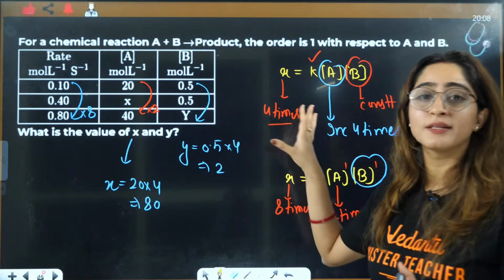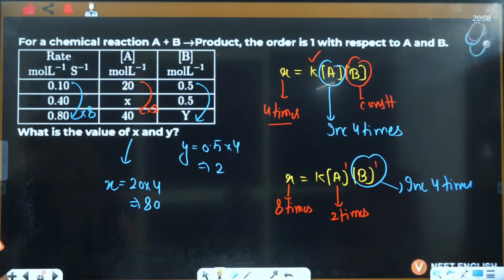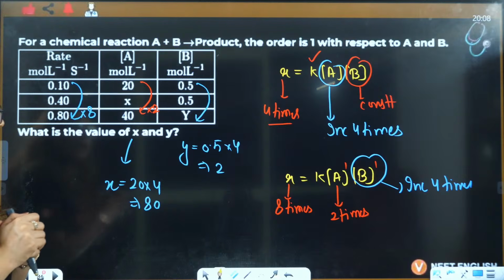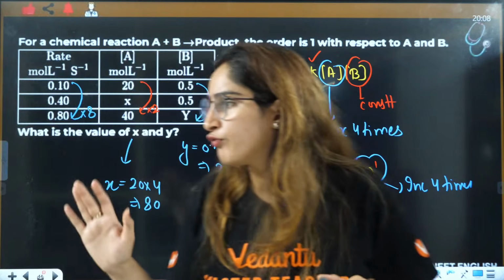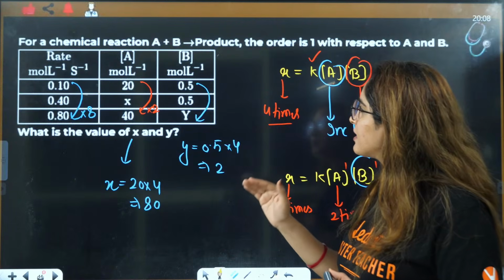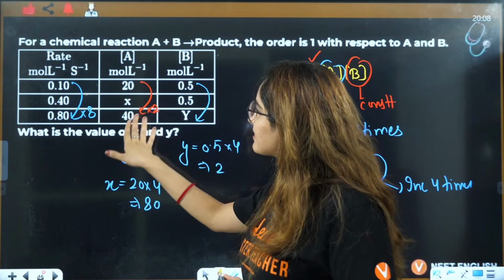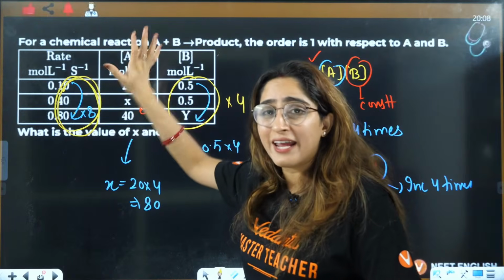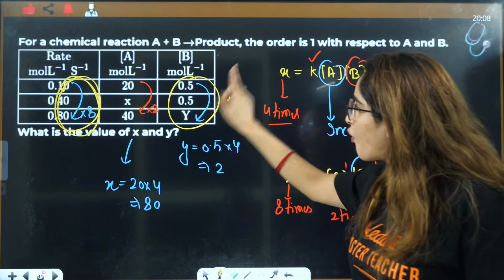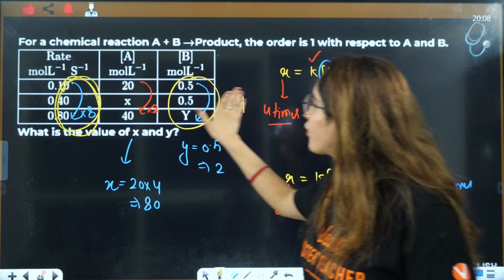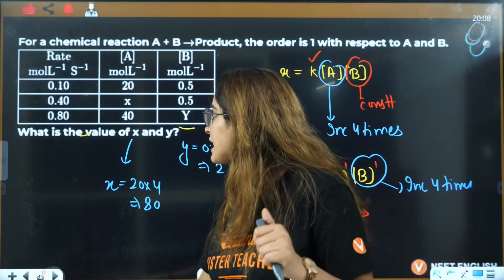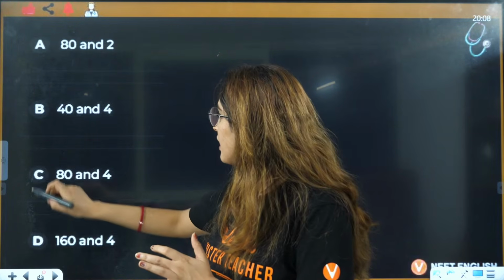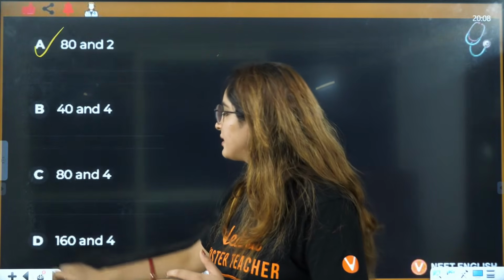Right, everybody? Any problem in this particular concept? If you have any problem in this particular concept, then you can let me know in the chat box. Right? No. Y will be 2. Okay? 0.5 into 4 times. This is increasing 8 times. This is increasing 2 times. For this to increase 4 times, this has to increase 4. For this to increase 8 times, this has to increase 4 times. So this is 4 into 2 is 8, no? So that means this will be increased 4 times. Okay? Yes, crystal clear? Perfect. Now, answer will be 80 and 2. A will be the correct answer.